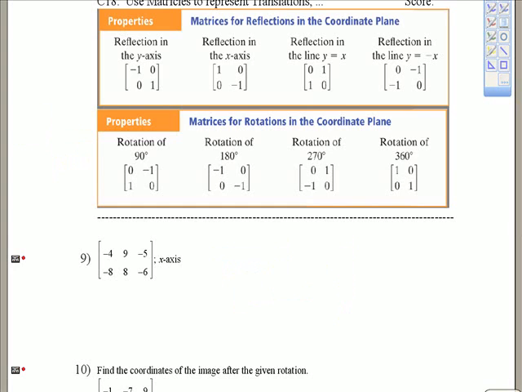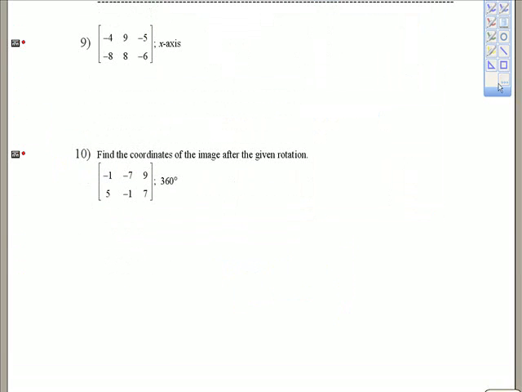That last one at the bottom there is a 360 degree rotation. If I rotate something 360 degrees, where does it end up? Where it started. So the question is actually the answer right there. Any questions on those last two?